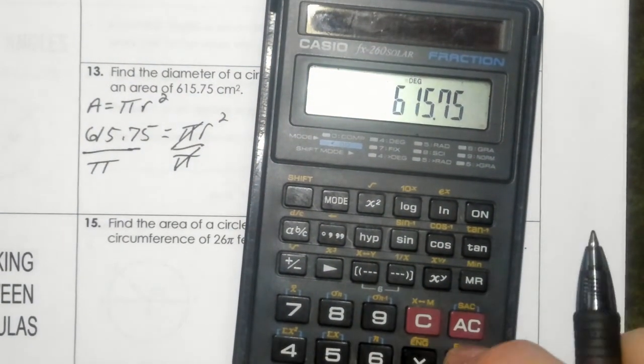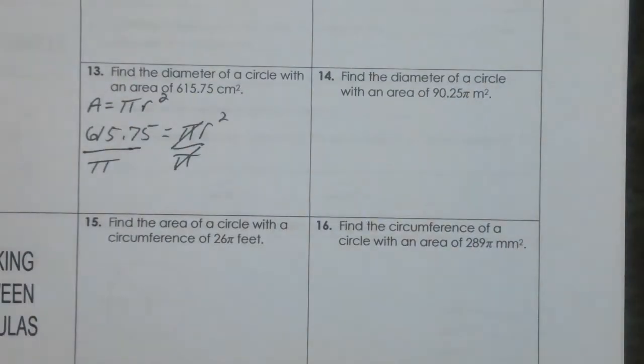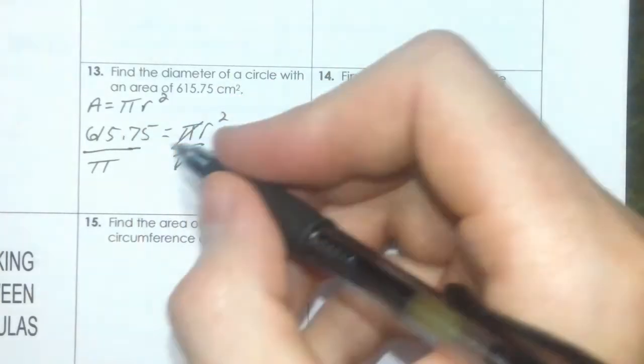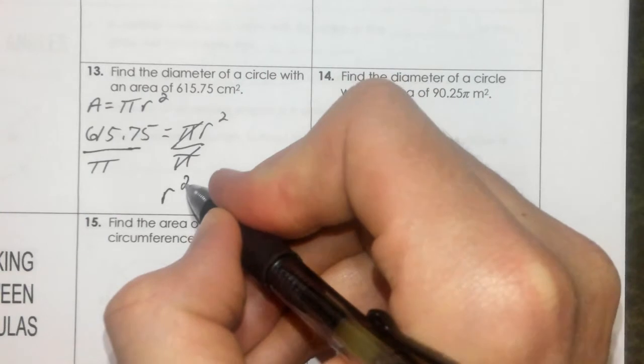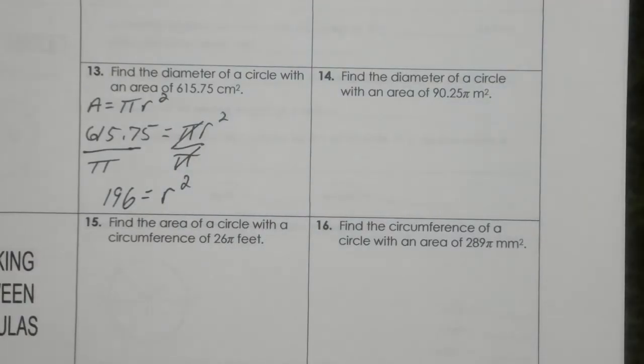615.75 divided by 3.14. Okay, and I got about 196. Now if you're using the pi button, which my calculator doesn't have, you're going to get exactly 196. So I'm going to go ahead and just write that down because I think that'll make this problem a little easier. Go ahead and round it to 196.